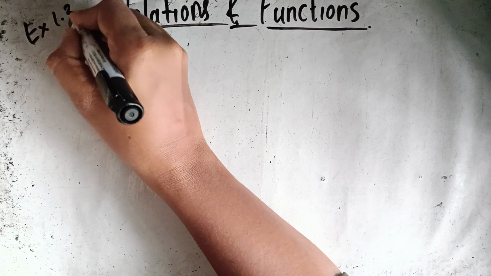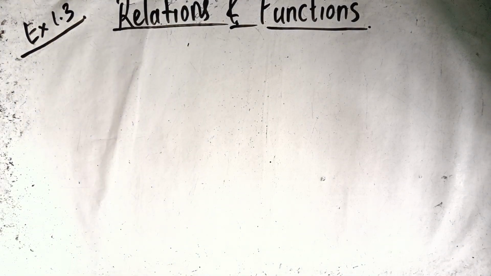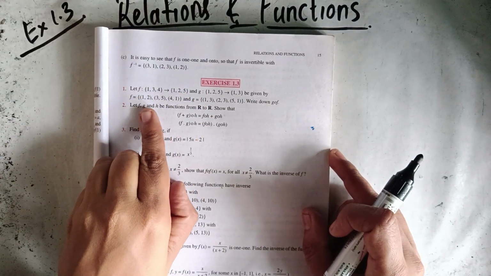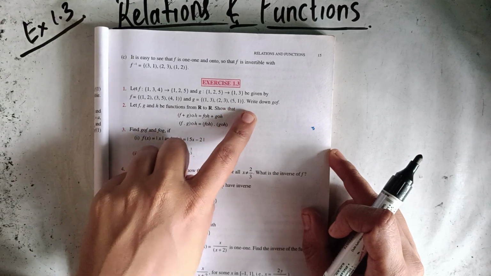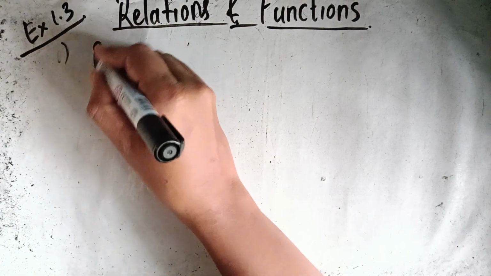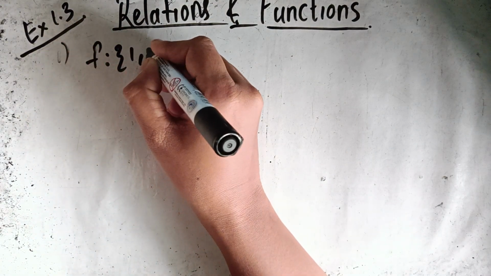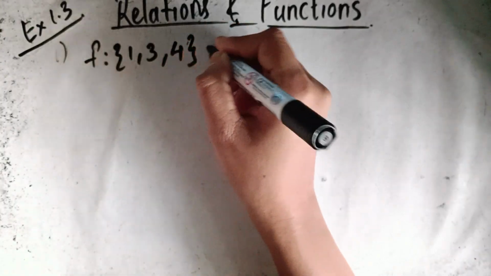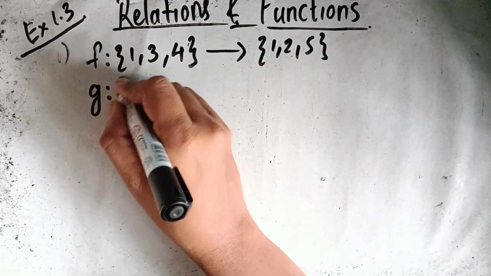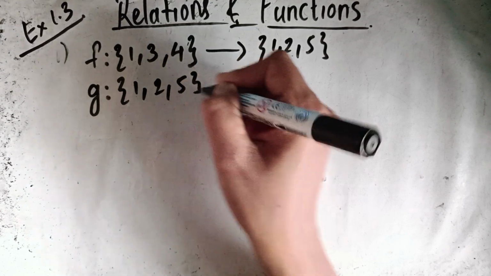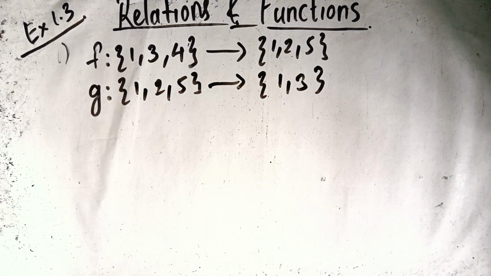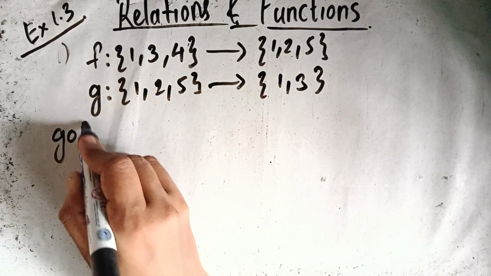Okay. So the first question: the function f is given and the function g is given, and they are also defined. We have to write g composite f. So f is from {1, 3, 4} to {1, 2, 5}. g is from {1, 2, 5} to {1, 3}. Okay, I'll not write f and g, I'll directly write g composite f.